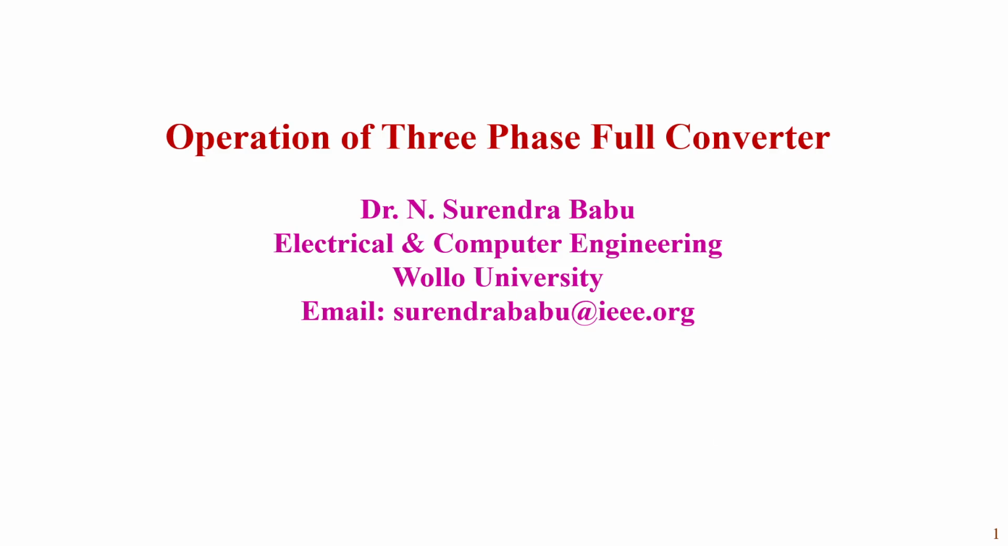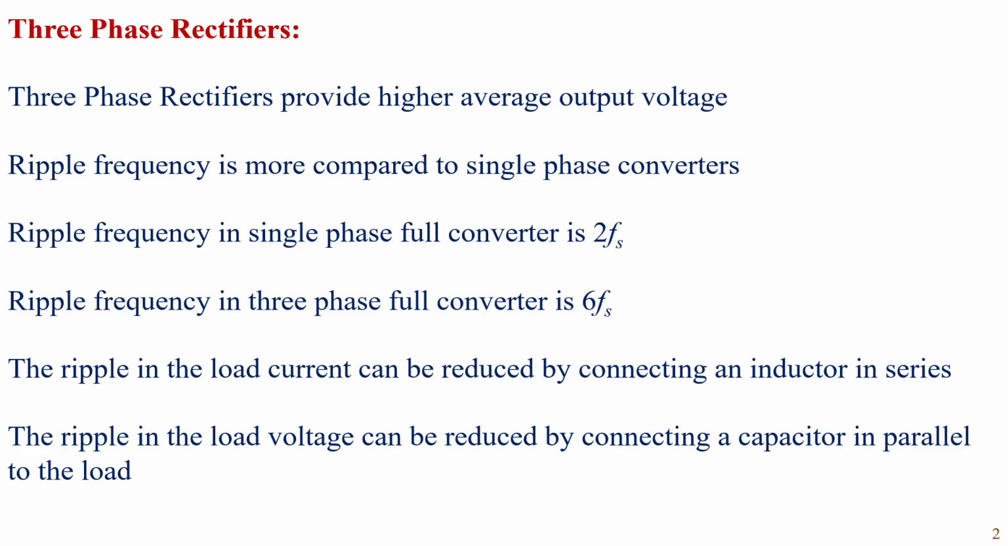Hello everyone. Today I want to explain operation of a three-phase full converter in a simple way. Three-phase rectifiers provide high average output voltage compared to single-phase rectifiers. The ripple frequency in three-phase converter is more compared to single-phase converter. In case of single phase full converter, the ripple frequency is twice the supply frequency, whereas it is 6 times supply frequency in three phase full converter.